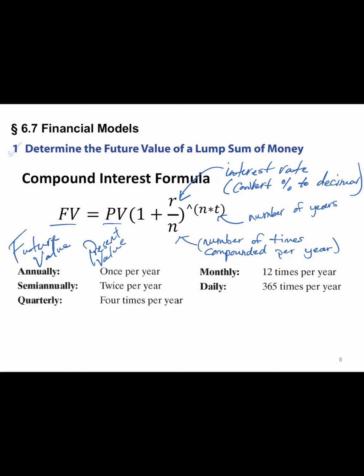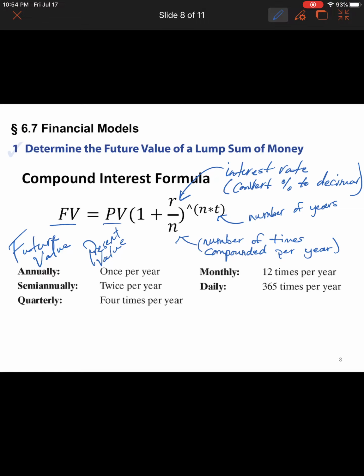Number of times compounded per year. Those keywords at the bottom that I am underlining in, let's say, green, all of these words represent N. Annually, semi-annually, quarterly, monthly, daily. All of those represent N. So if it's annually, that means N is 1. Semi-annually, N is 2. Quarterly, 4. Monthly, 12, and so on. Alright? So let's jump into an example.